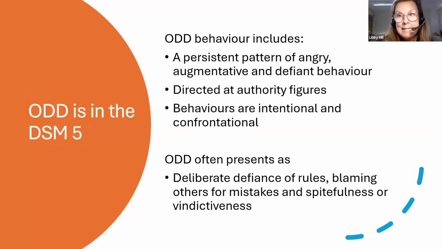So ODD is in the diagnostic manuals, for instance, the DSM-5. What it says is that ODD behavior includes a persistent pattern of angry, argumentative, and defiant behavior directed at authority figures, and behaviors are intentional and confrontational. It also presents as deliberate defiance of rules, blaming others for mistakes, and spitefulness or vindictiveness.